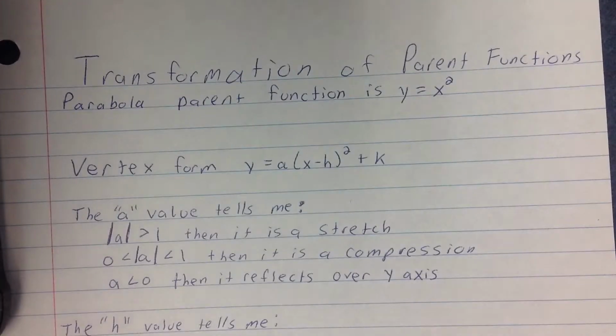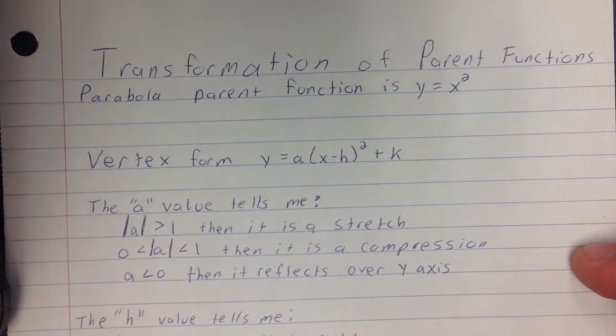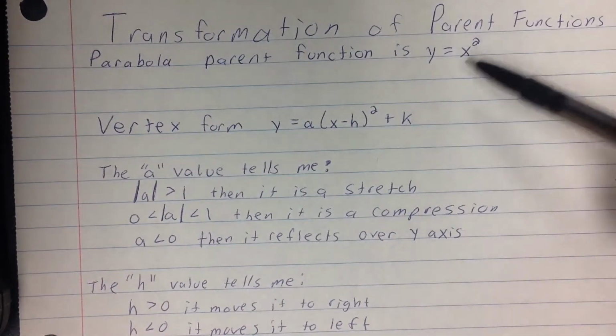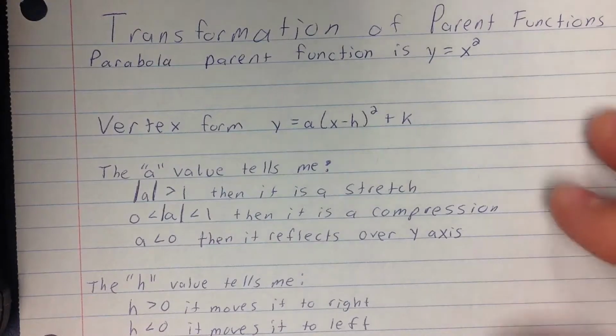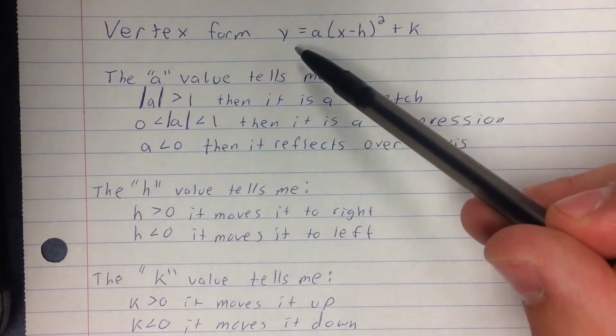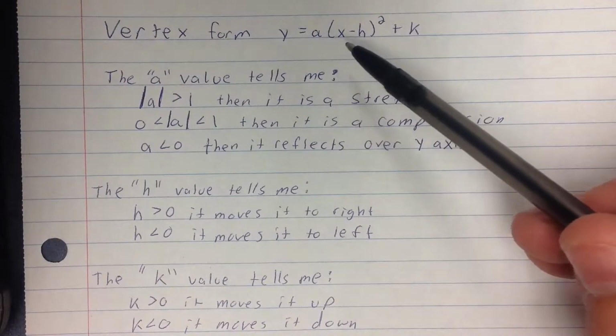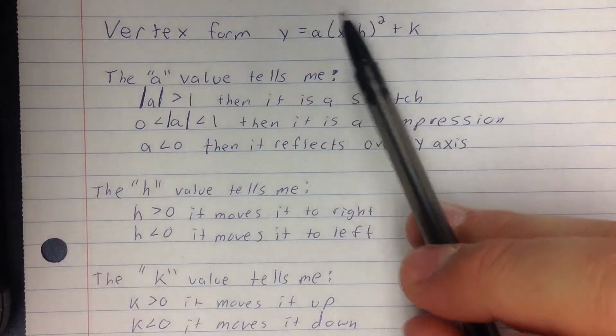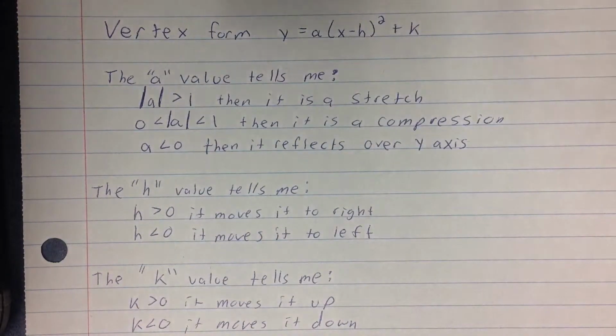Okay, next we're going to talk about the transformation of parent functions. The one we're going to deal with right now is the parabola parent function, which is y equals x squared. The vertex form of that is y equals a times x minus h squared plus k. And again, a, h, and k all tell us something.